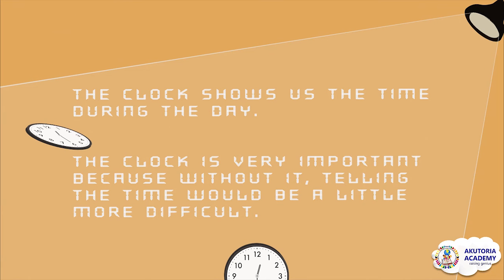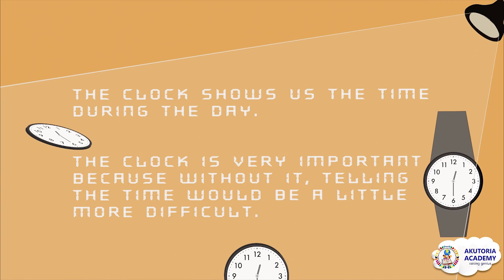The clock shows us the time during the day. The clock is very important because without it, telling the time would be a little bit more difficult. We can find a clock almost in every house or school we go to. People also carry what is called a wristwatch, which is a type of clock that is portable. There are mainly two types of clocks out there, and both of them are commonly used all over the world.